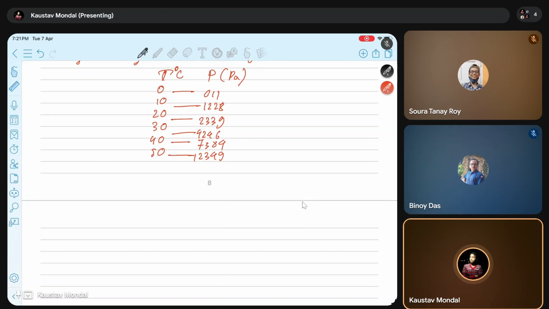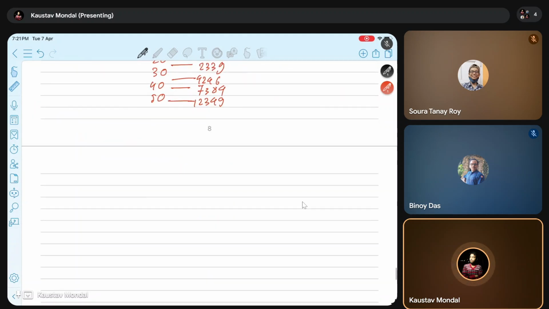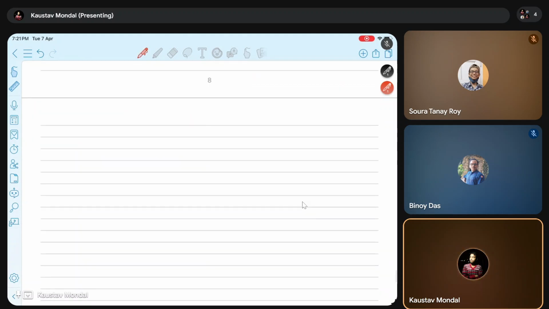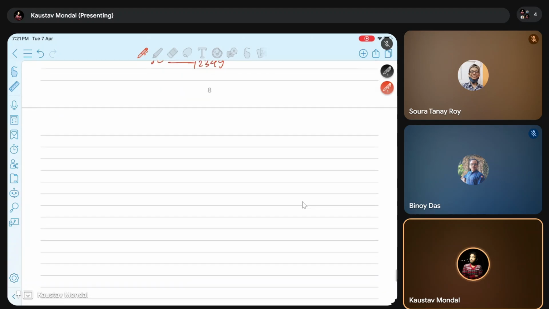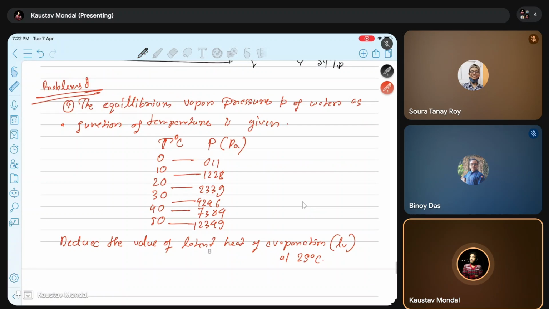So how to do that? If this table is given, you have to deduce the value of the latent heat of evaporation, denoted as LV, at 25 degrees centigrade.